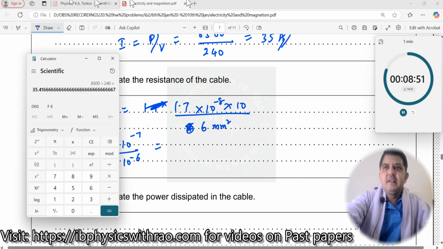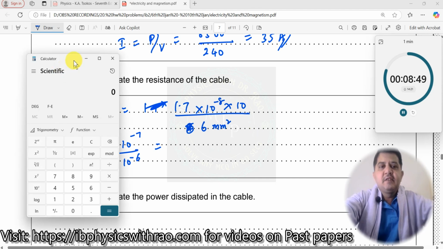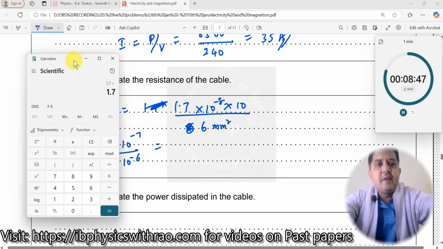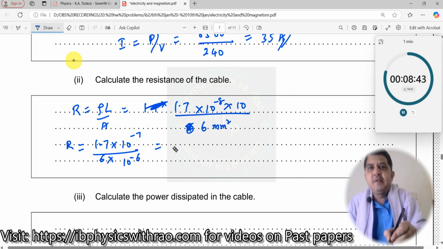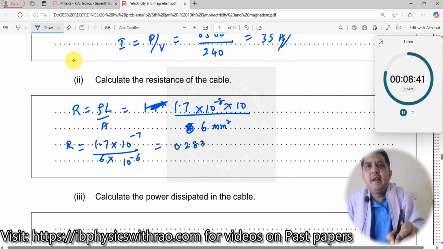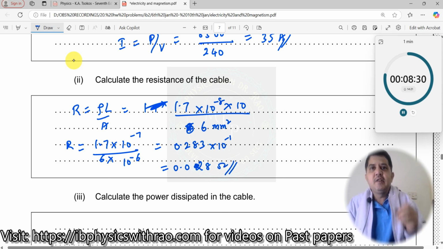How much is it? Let us calculate that. So it should be 1.7 divided by 6, which should now be 0.283 into 10 to the power of minus 1, which should now be equal to 0.028 ohms. Resistance is in ohms, right? So you got this answer also.